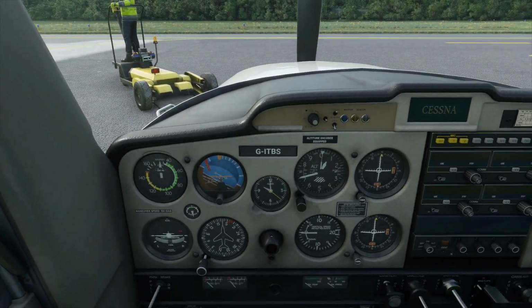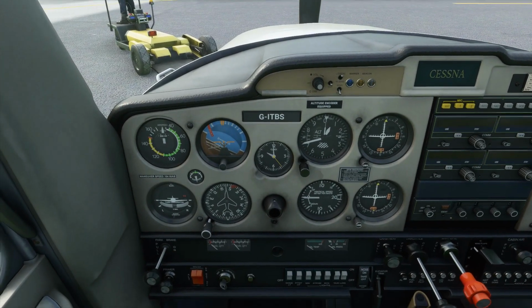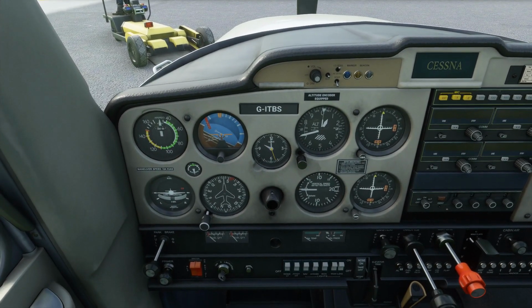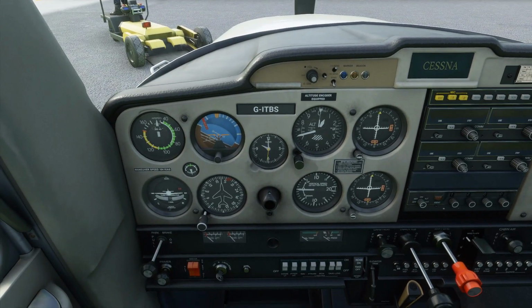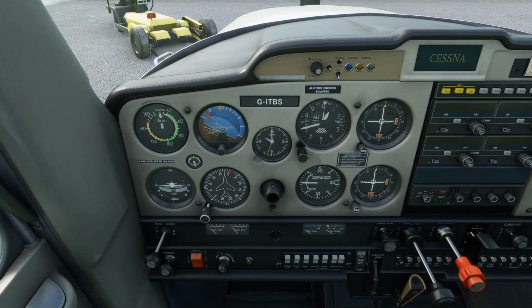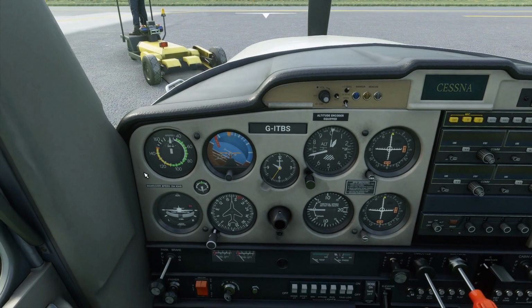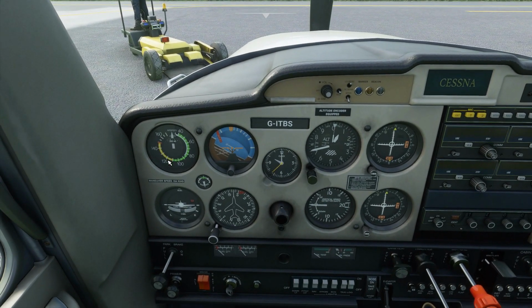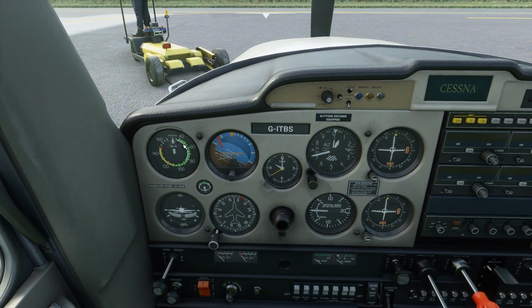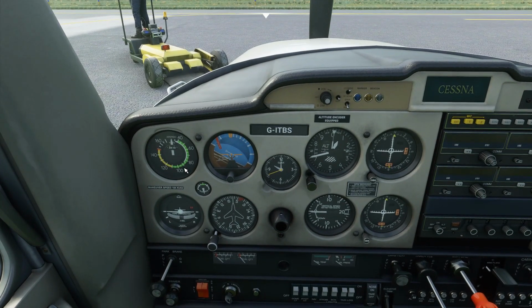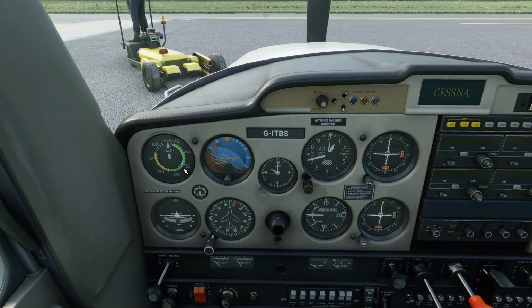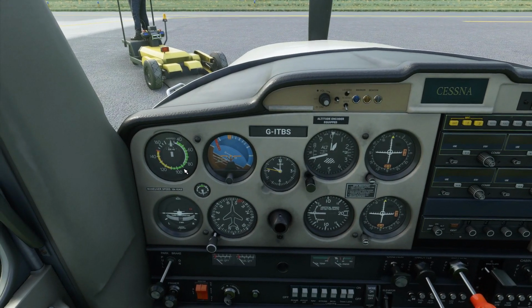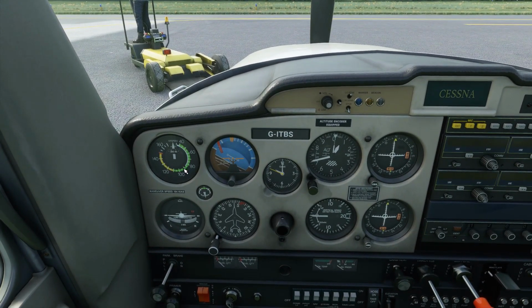So here we are in the cockpit of the default Cessna 152, and we'll do a quick familiarisation tour of the cockpit, discussing all the instruments and systems that we have available to us in this aircraft. So starting in the top left hand corner, we have the aircraft's airspeed indicator. The speed in the aircraft is measured in knots, which is nautical miles per hour. And the speed it's showing us is our indicated airspeed, so that's the speed of the aircraft passing through the air.